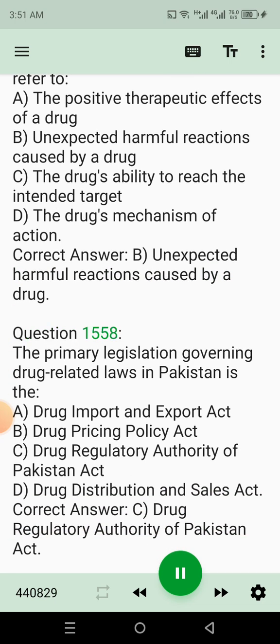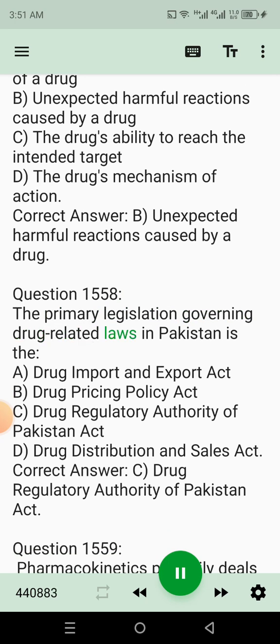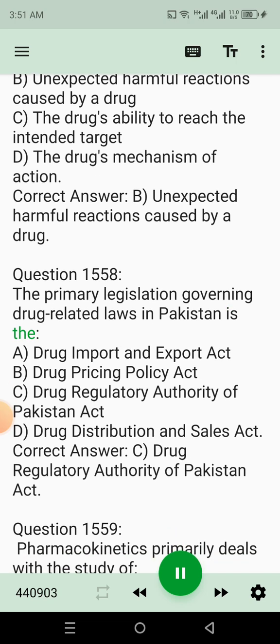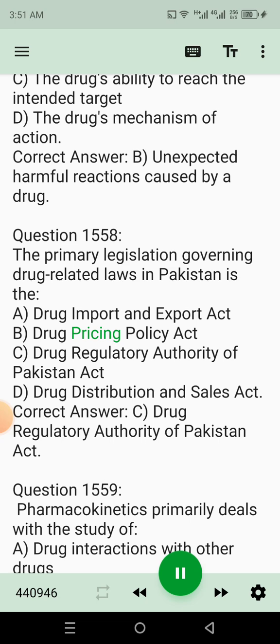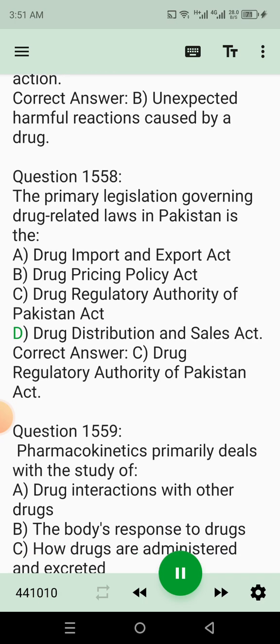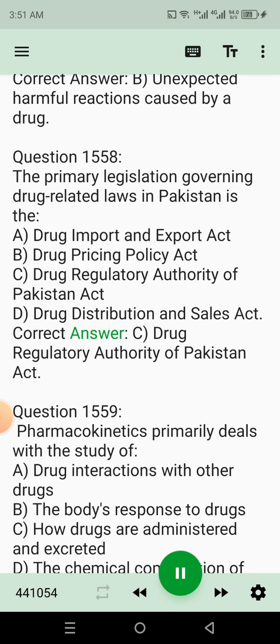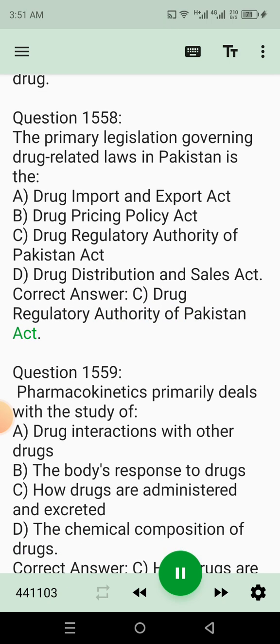Question 1558. The primary legislation governing drug-related laws in Pakistan is the A. Drug Import and Export Act. B. Drug Pricing Policy Act. C. Drug Regulatory Authority of Pakistan Act. D. Drug Distribution and Sales Act. Correct answer. C. Drug Regulatory Authority of Pakistan Act.